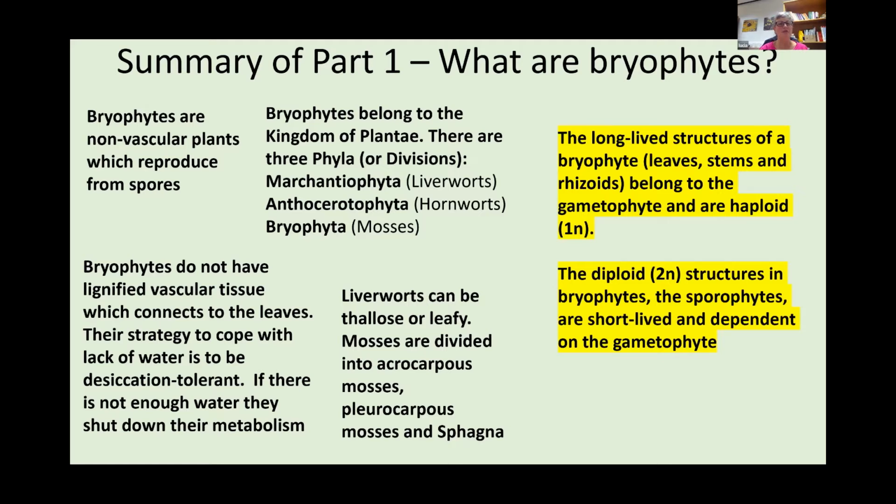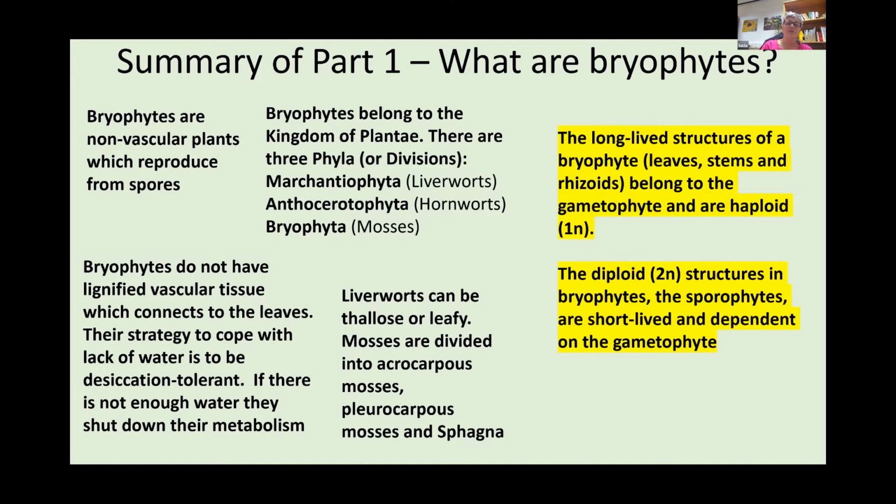So the summary of part one might be worth doing at this point. There was a lot of information in part one. You'll remember that we discussed the fact that bryophytes are non-vascular plants that reproduce by spores, and that they belong to the kingdom Plantae and are split into three phyla or divisions: the Marchantiophyta, which are the liverworts, the Anthocerotophyta, which are the hornworts, and the Bryophyta, which are the mosses.